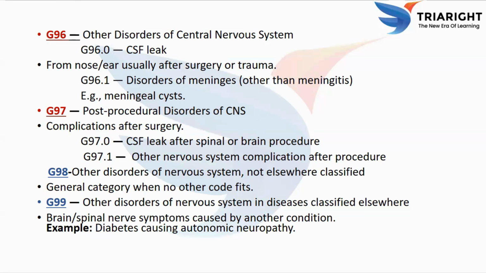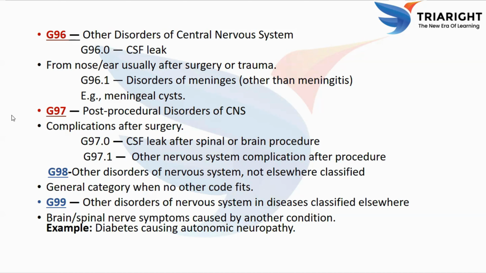So what is the subcode of G96? G96.1, the disorders of meninges. So meninges are nothing but the protective covers around the brain and spinal cord. So these disorders are not due to infection, unlike the meningitis. For example, meningeal cyst. Meningeal cyst is nothing but the fluid-filled sacs in the meninges.